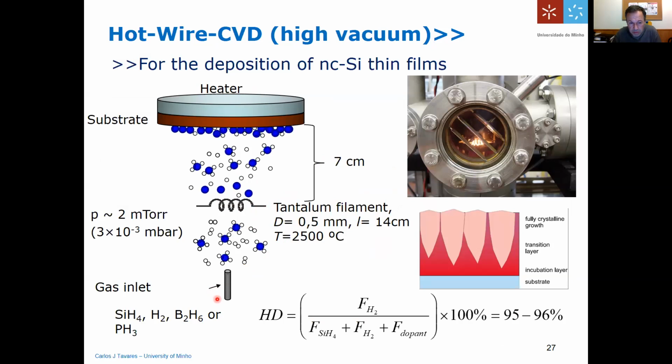So for example, if you make a gas inlet of silane, of hydrogen, or other types of gases, then when these gases pass through the filament, they are broken down, you see. For example, here, if you imagine this is silane or methane, then the silicon or carbon atoms are separated from hydrogen when they pass through the filament.